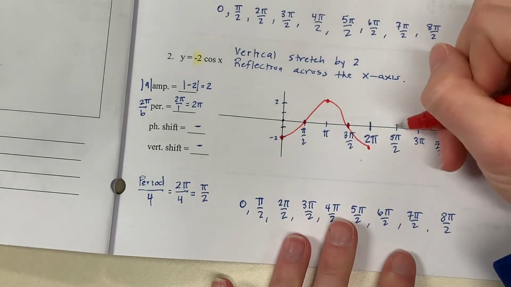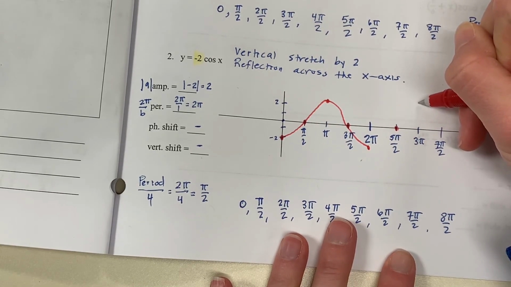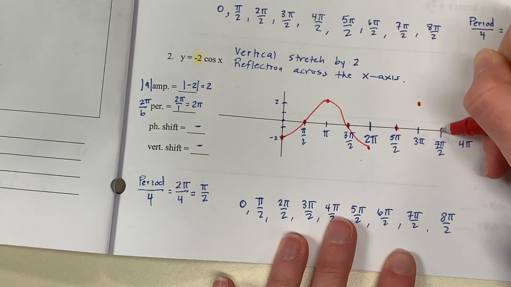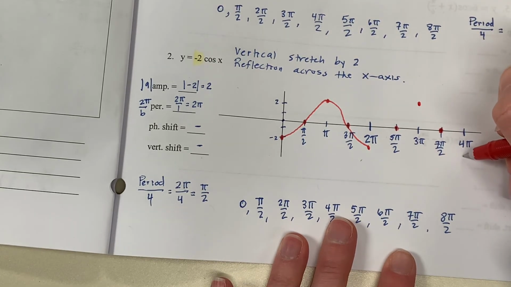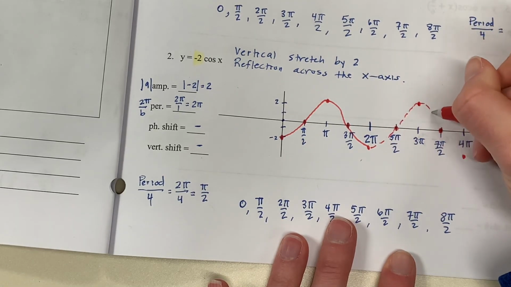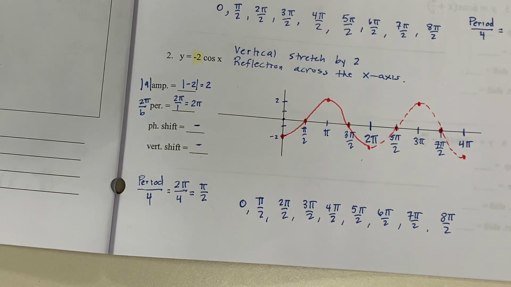My second period is going to be a dotted line. So at 5 pi over 2, I will be on the x-axis. At 3 pi, I'm at the maximum. At 7 pi over 2, I'm on the x-axis. And at 4 pi, I'm at the minimum. I'm going to connect these with a dotted line. And we have just graphed y equals -2 cosine x.